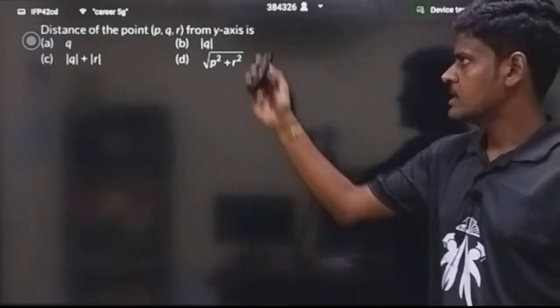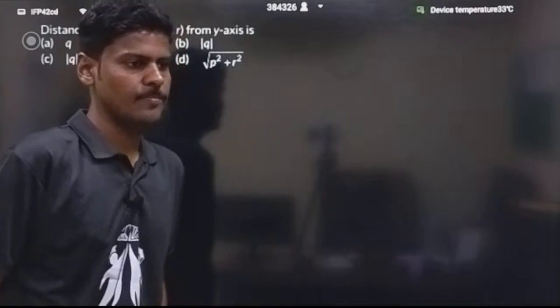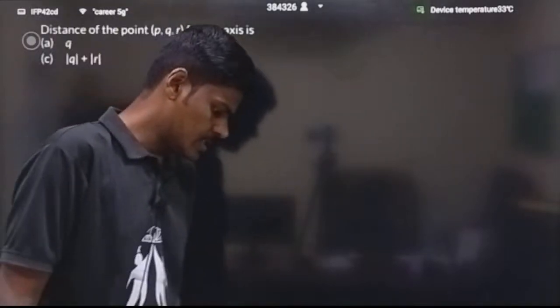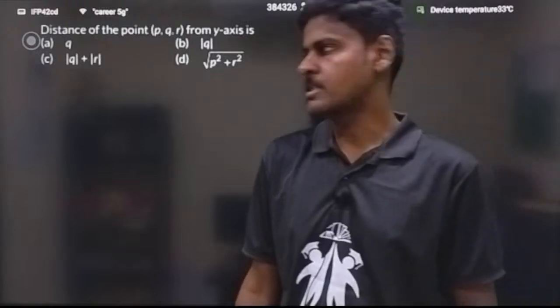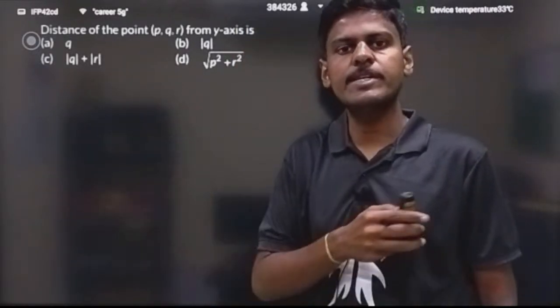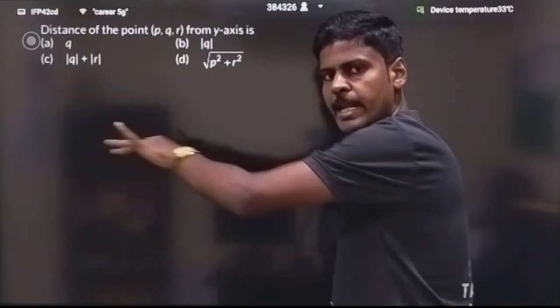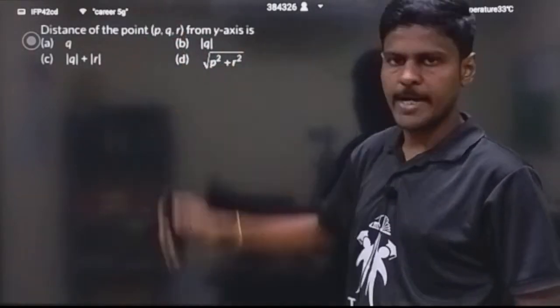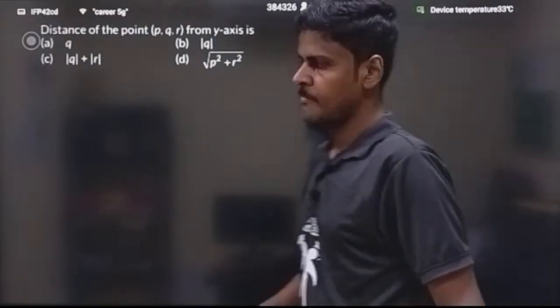Next question is, distance of the point PQR from y-axis is. Okay, when we talk about distance, remember in coordinate geometry in previous class itself you have learned, when we talk about distance, it is always the shortest distance, because y-axis is actually a line and this is a point. What is the distance between a point and a line?